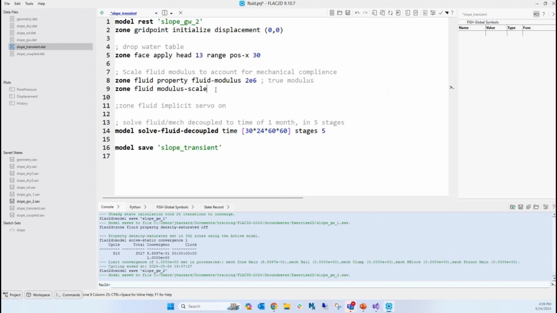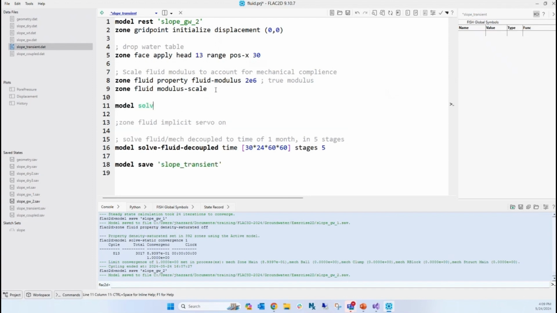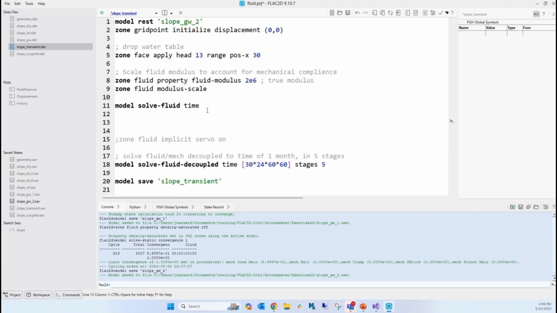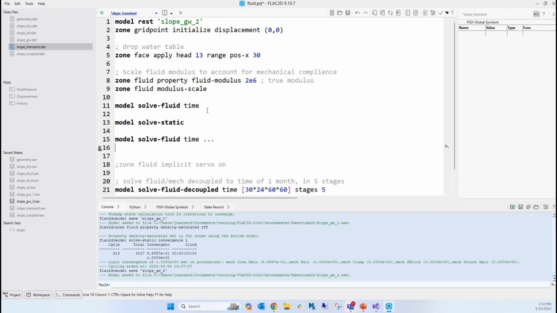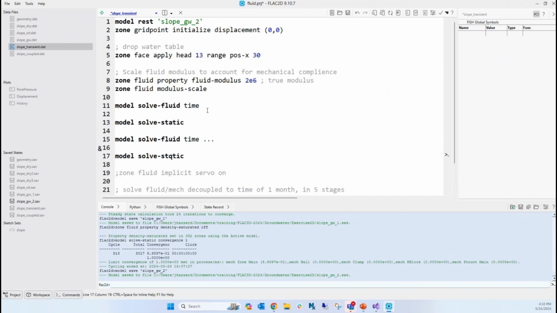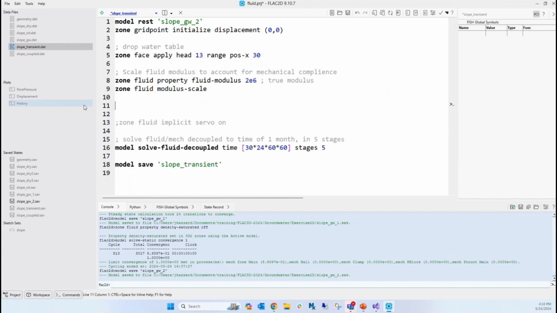Now, here I could do something like this: model solve fluid time, and give some time, and it will just solve the fluid up to that amount of time. And then I could say model solve static, do the mechanical part, and I could repeat this over and over again, right? Model solve fluid time, some other time, model solve static again. So I could do 1 day, 2 days, 3 days, 4 days, and so on.